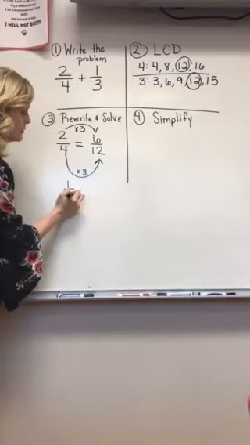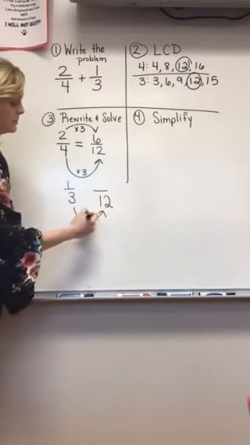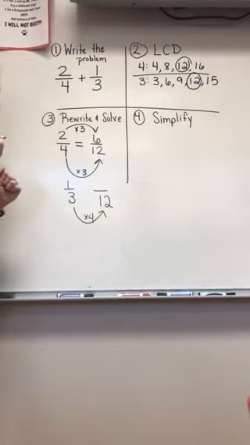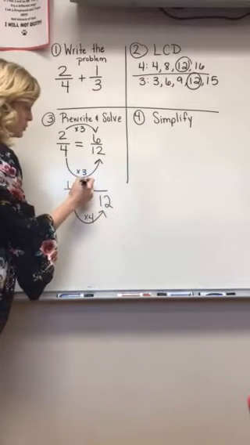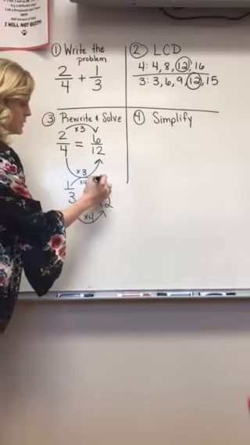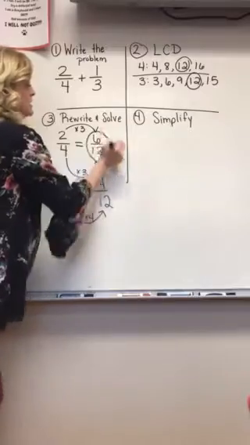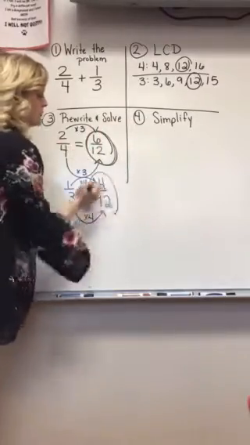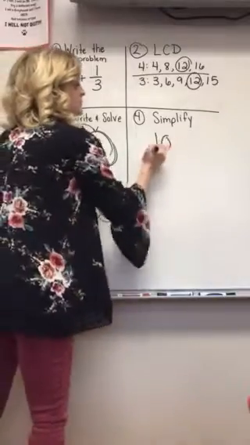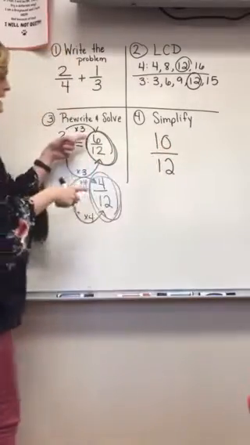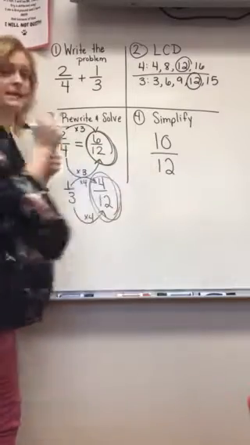So 1/3, getting it to a 12th. This time we have to multiply by 4. Whatever we do to the denominator, we do to the numerator. 1 times 4 gives me 4. So my new fractions are 6/12 plus 4/12, which is going to give me 10/12. You only add the numerators, denominators stay the same.